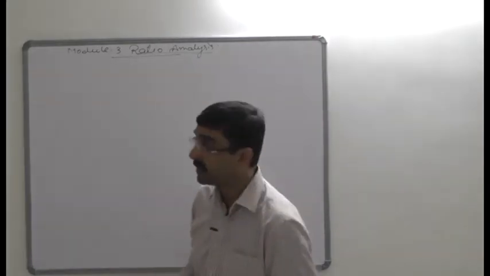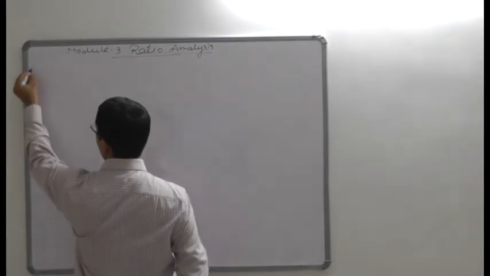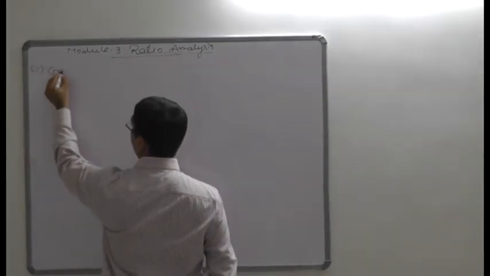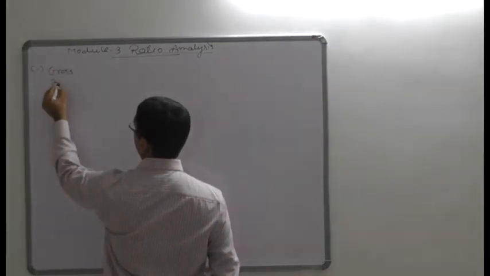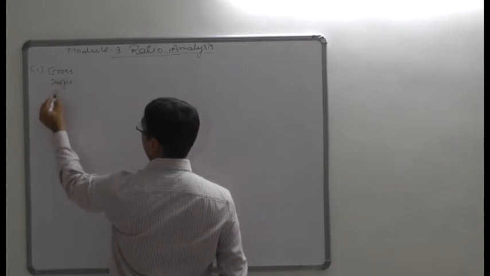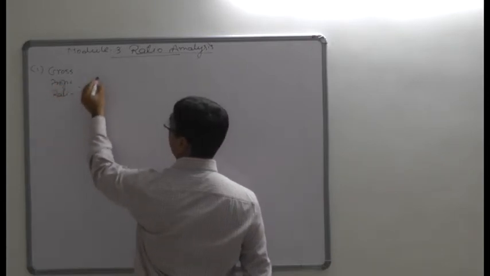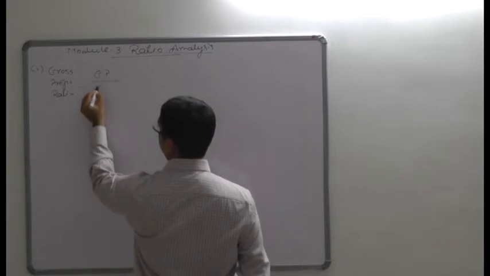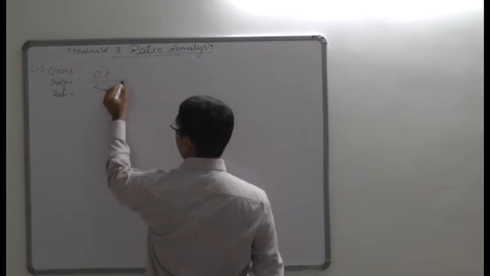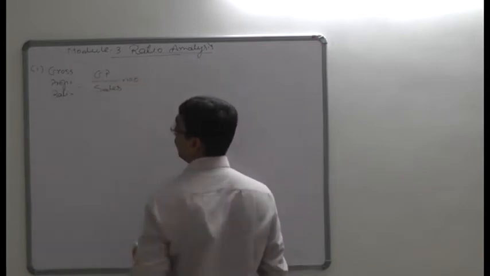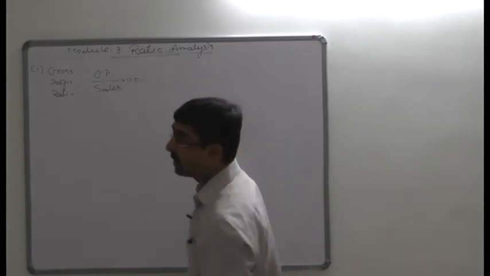Let's begin with the first ratio, and that is the gross profit ratio. Again it comes, so I think it is nothing new for you. The gross profit ratio, as you know, has the formula: gross profit divided by sales into 100. So this ratio is found in percentage.